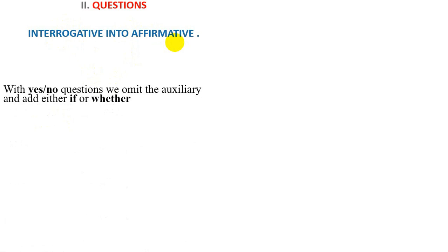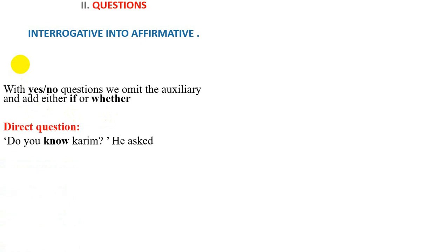So when we speak about questions, we have two different questions. We have yes/no questions and WH questions. So let's start with yes/no questions. So what is a yes/no question? A yes/no question is a question for which the answer is yes or no. For example, when you ask this question here, do you know Karim? So the possible answers are yes or no. I know him or I don't know him. So I have two answers here.